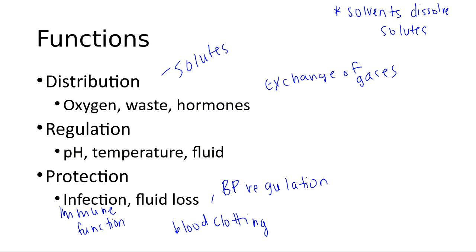Blood also functions in regulation of pH, temperature of the body, and fluid homeostasis. And blood helps out with protection from infection, and that's largely with the help of white blood cells, which we will talk about. It also prevents against fluid loss. It provides help with blood clotting after damage to a blood vessel wall, as well as regulation of blood pressure. We could go on and on here and talk about more functions, but these are just a few.